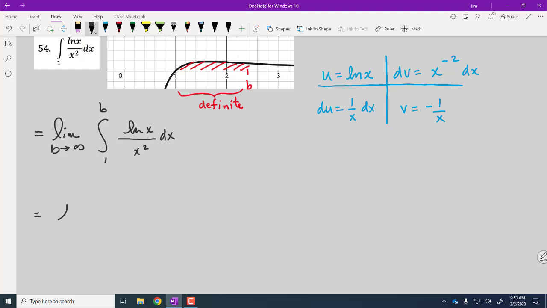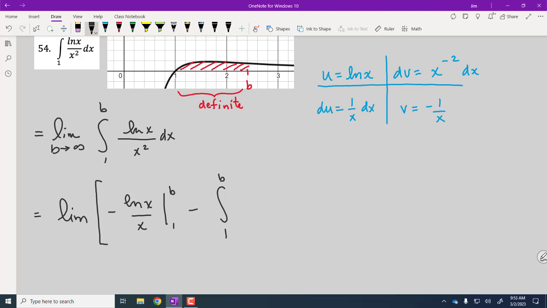All right, so then we're going to do our ultraviolet voodoo stuff. So the limit is just lingering out in front, waiting to be evaluated at the very end. This is going to become uv, which is the main diagonal. So that's going to be minus natural log of x over x. And that's from 1 to b. We're going to take the limit of this whole thing. So there's uv, main diagonal, minus the integral of v du, same limits of integration.